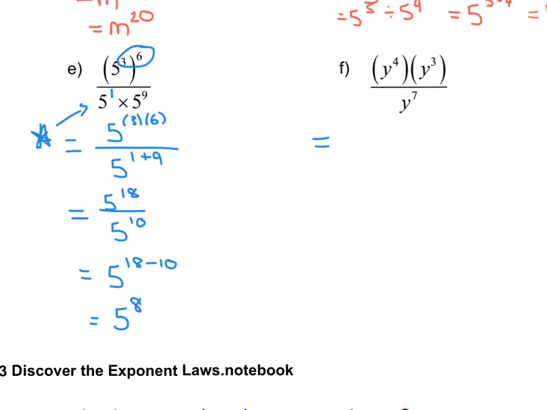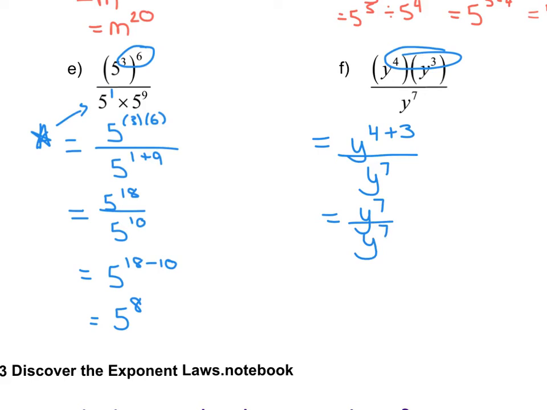Again, we're going to start with multiplication. We have multiplication between the y variables here, so what happens to the exponents is they're adding. So we end up getting y to the power of 4 plus 3 over y to the 7, which gives y to the 7 over y to the 7.